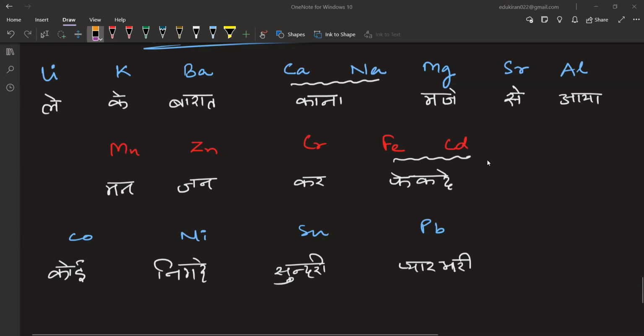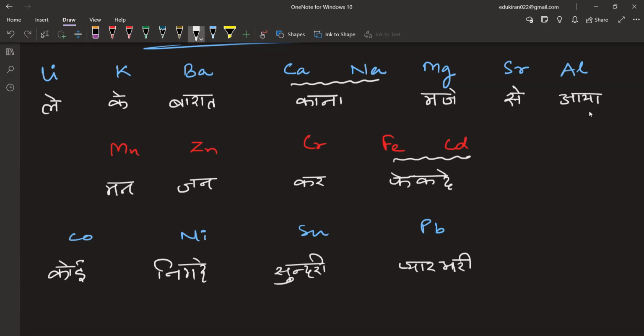ठीक है, तो लेके बारात कान्हा मजे से आया. बारात आया, सुबह सुबह बारात पहुंचा, and then they were brushing their teeth. Then what did Kana see? Kana saw her bride, है ना? Then he said, कोई निगाहें सुंदरी प्यार भरी. Now it makes sense, Fatima. कहानी बना के. Yeah, now it makes sense. Very good. ठीक है, तो इसको याद कीजिएगा.